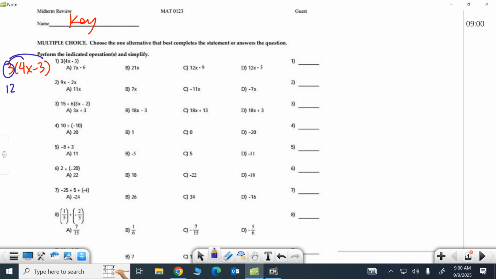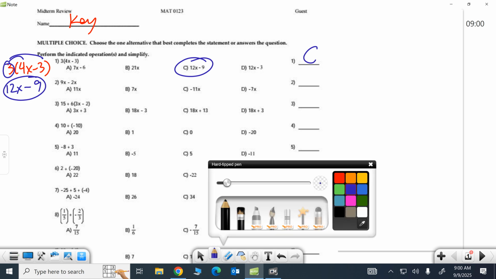3 times 4x is what? 12x. And then 3 times negative 3 is minus 9. So 12x minus 9 is the simplified answer there, which is C.